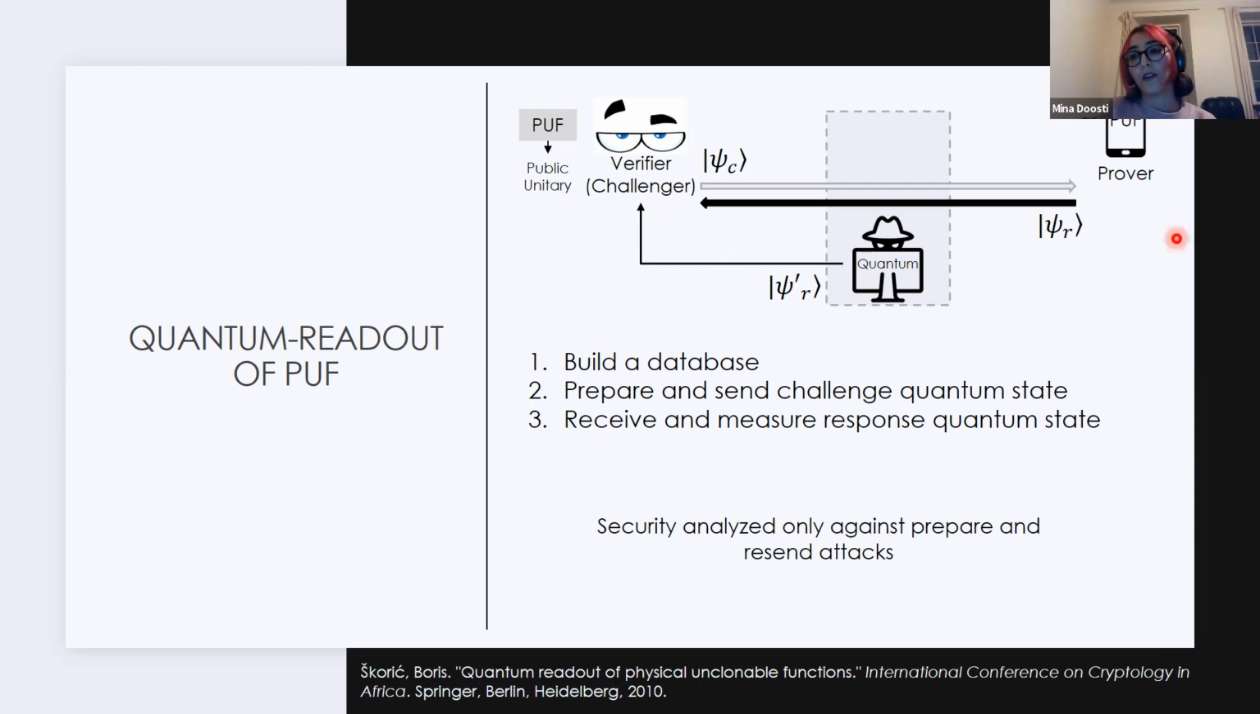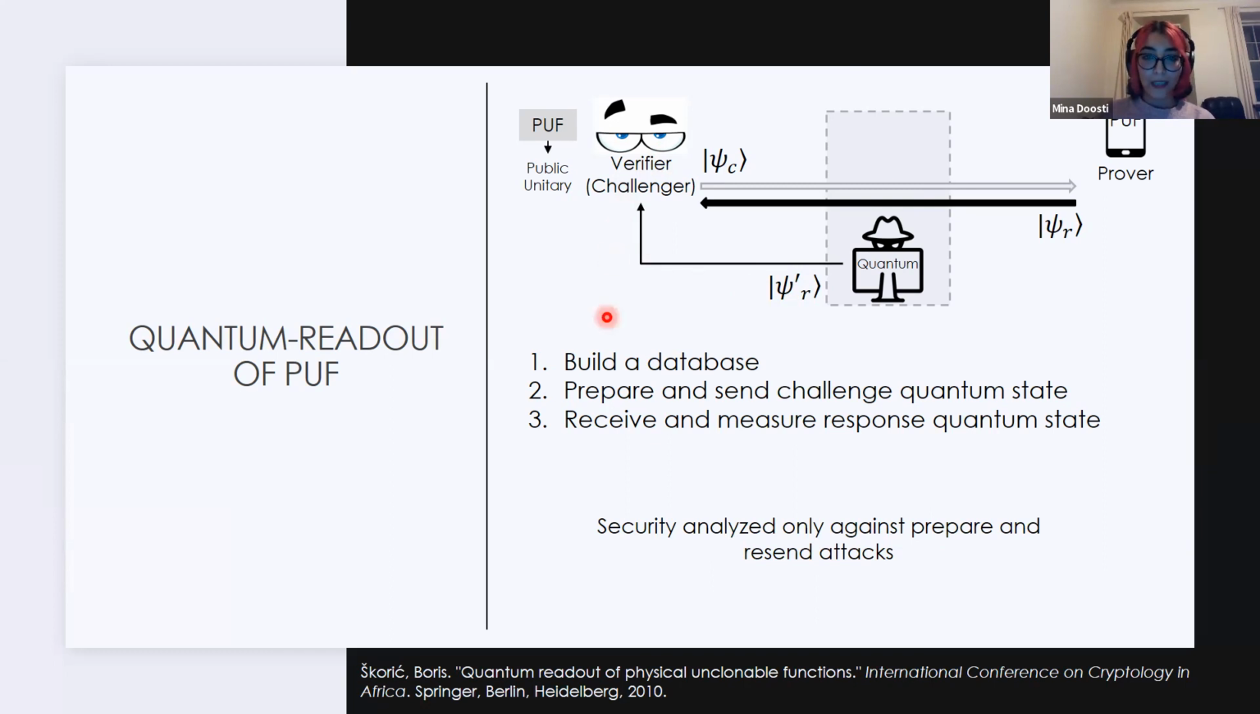So the setting is usually like that. You have a verifier and you have a prover. The verifier sends some challenge quantum state. The prover interacts the state with the device. The device produces another quantum state because it's a unitary. And this output quantum state, you send it back to be verified by the verifier. Because this is going on in a quantum channel, you have a quantum adversary that sits in between, and its objective is to identify itself as the actual prover, so it sends another quantum state psi r prime, let's say, that the verifier will accept.